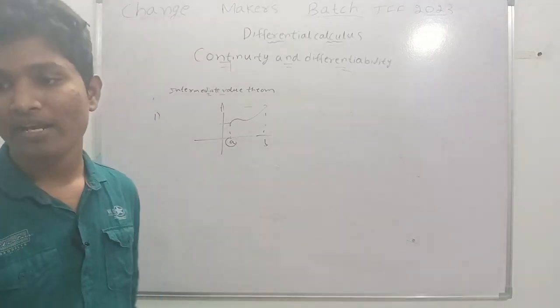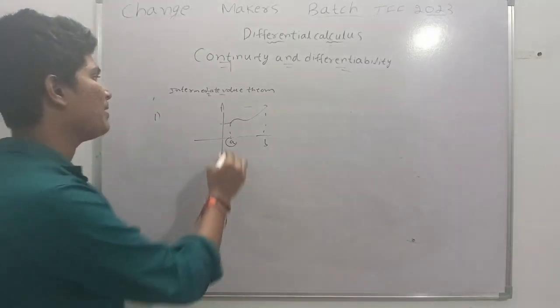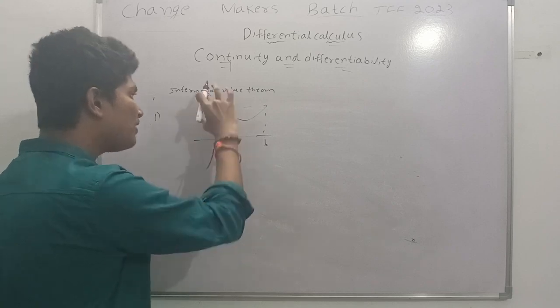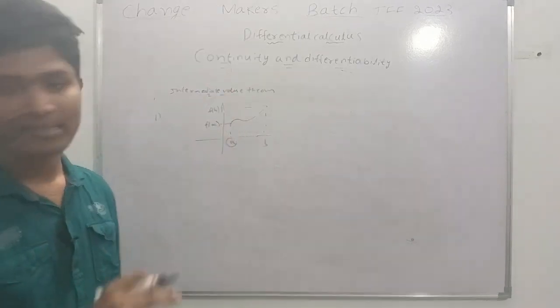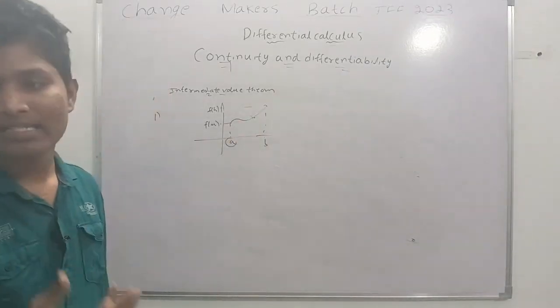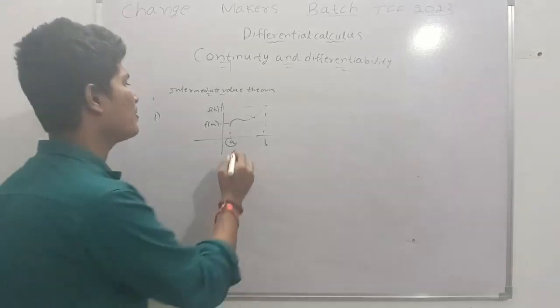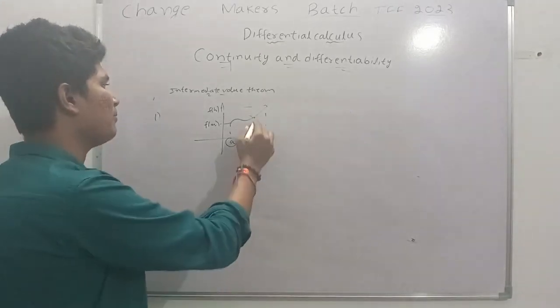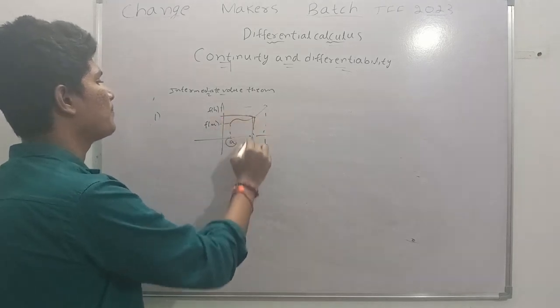Then for any value c, this is f of a, this is f of b. In between these two values, f of a and f of b, there exists at least one value of c, such that if we keep x naught in the function, f of x naught will become c.